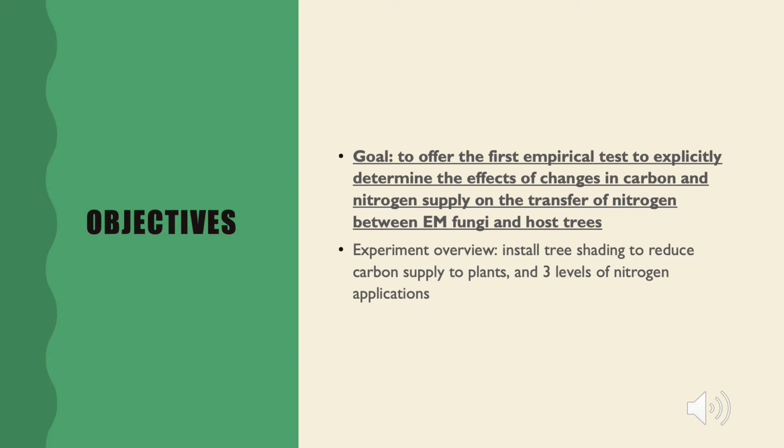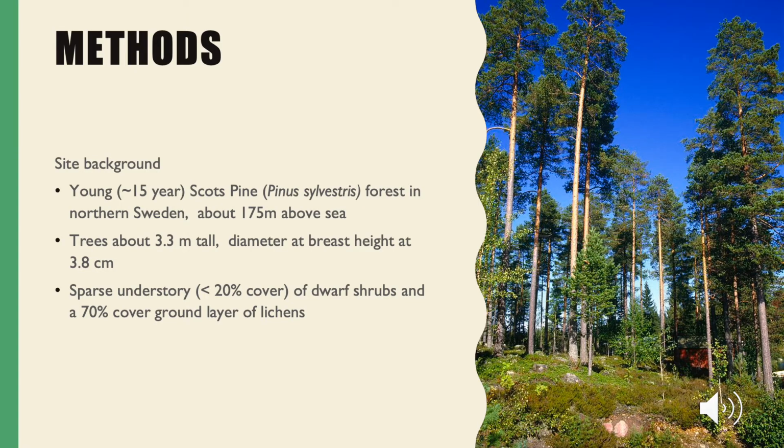To do so, the scientists installed tree shading treatments designed to reduce carbon supply to plants and 3 levels of nitrogen applications to investigate how different amounts of carbon and nitrogen will affect the transfer of nitrogen. This study was conducted in a relatively young Swedish forest of Scots pine, about 175 meters above sea level.